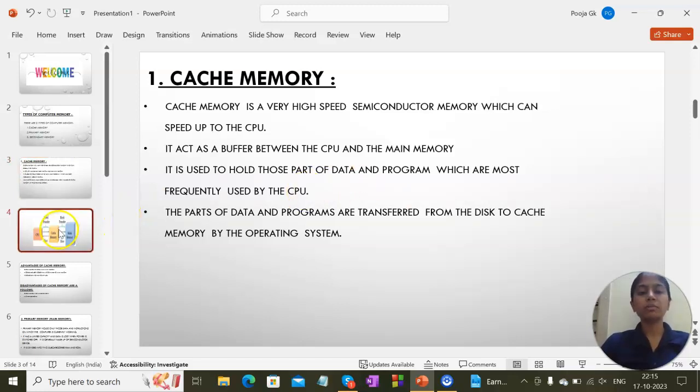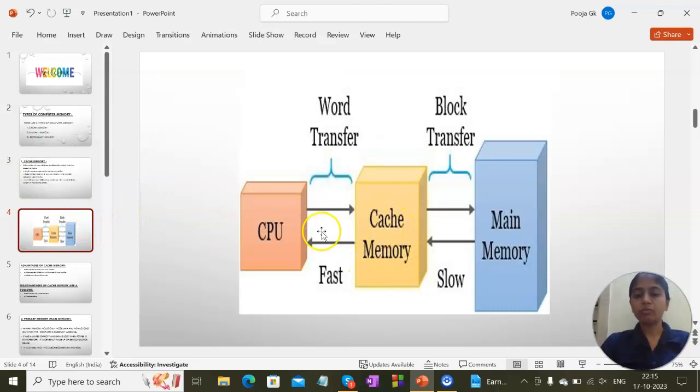Now we see the picture of cache memory. Here it is a CPU and this is the main memory. Cache memory works like a buffer between CPU and the main memory. One works faster and the other works slower.